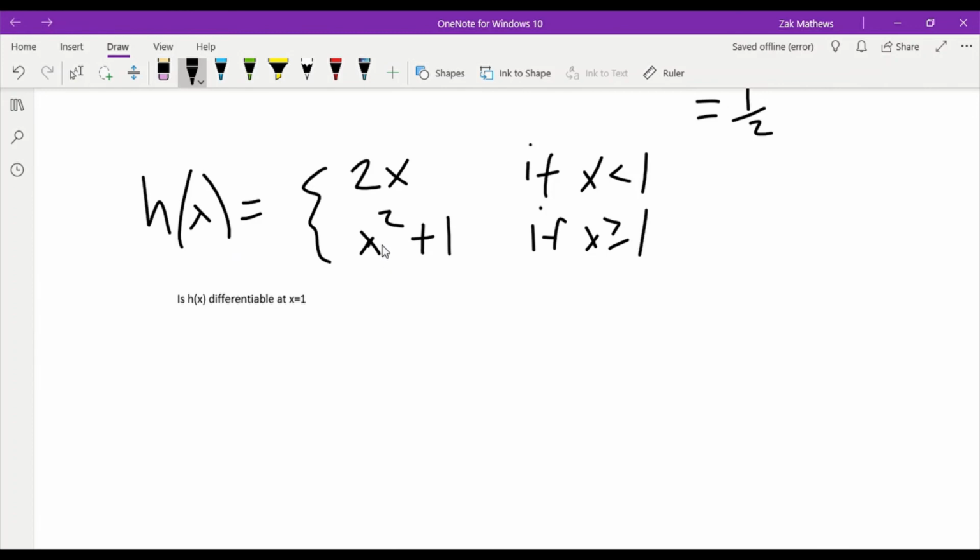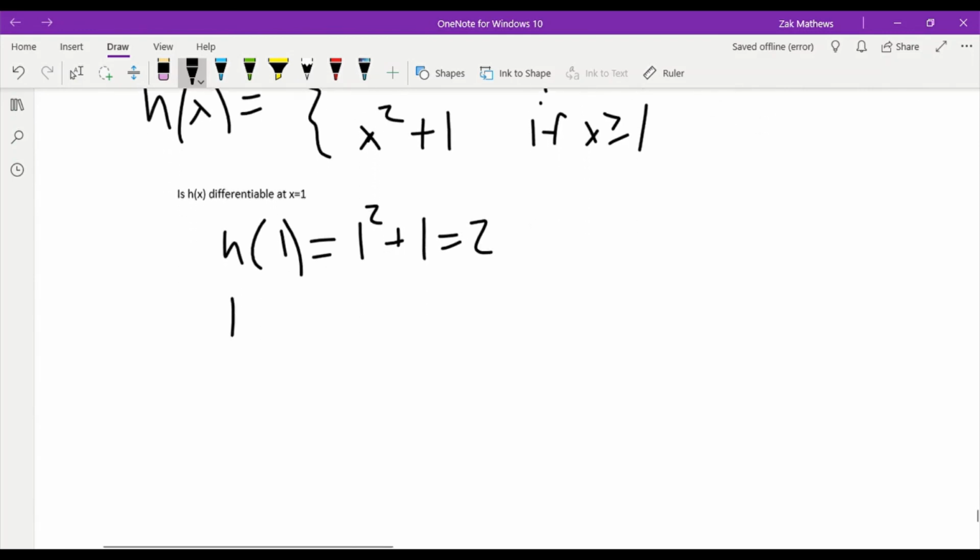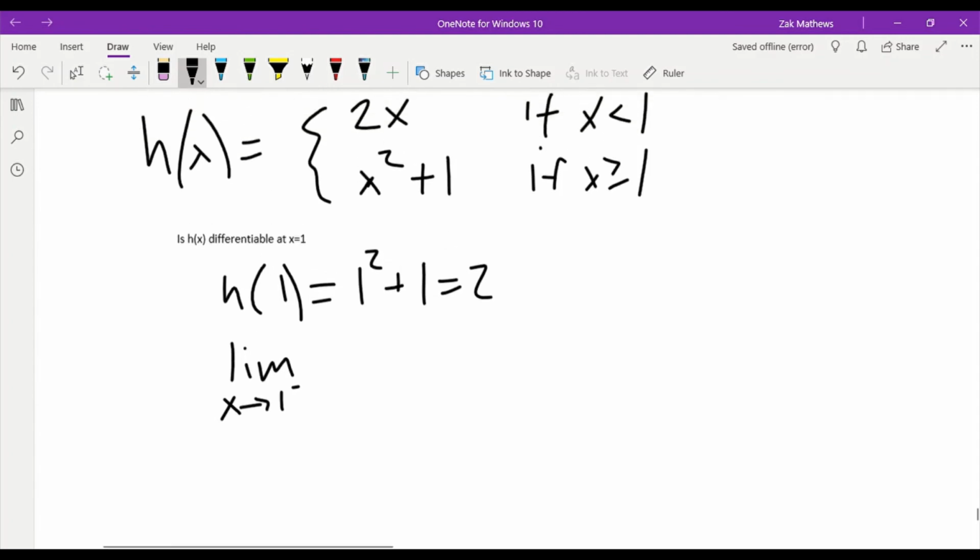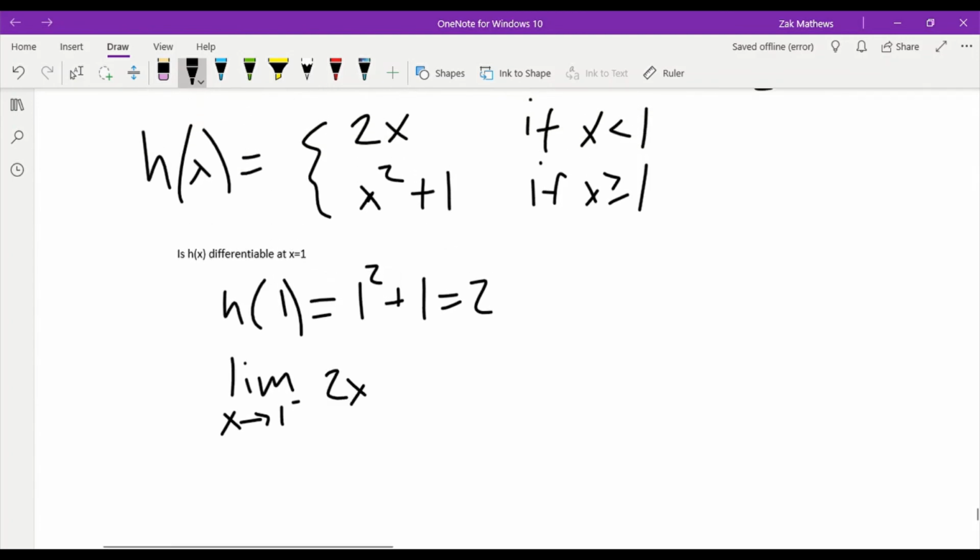So first thing I'm going to check is, is it continuous? So I need to start by finding either the limit or the function value. I'm going to look for h of 1 first, which would be 1 squared plus 1, which is equal to 2. It does have a function value. Next, I'm going to look at the limit. So I'm going to look at the limit as x approaches 1 from the left, meaning I'm using that top equation, so the 2x. And I can plug in there and have 2 times 1, which is 2.